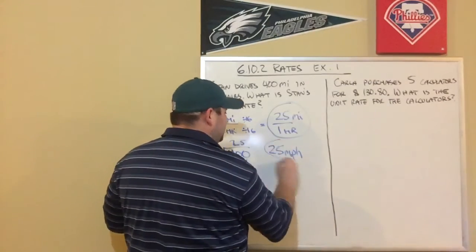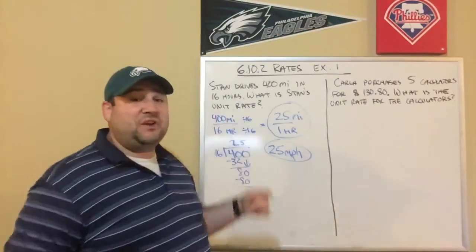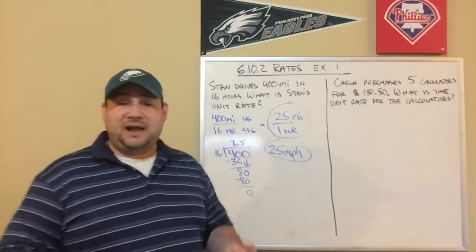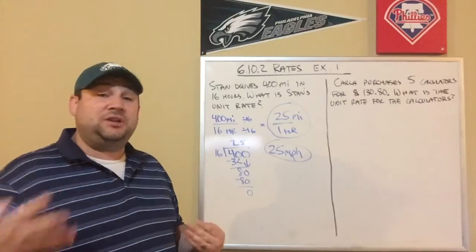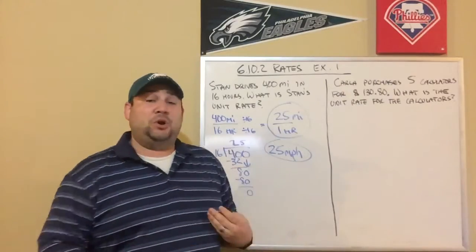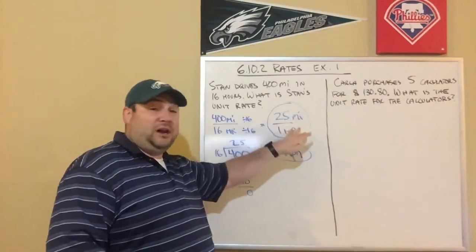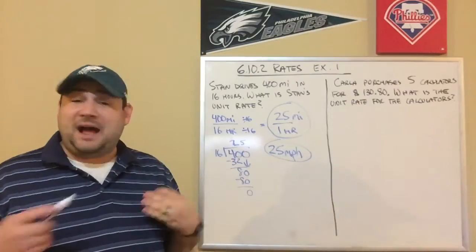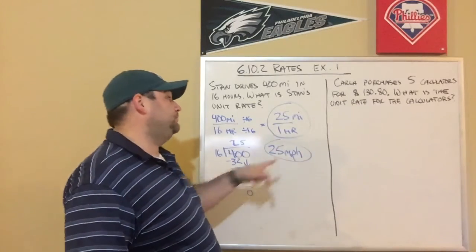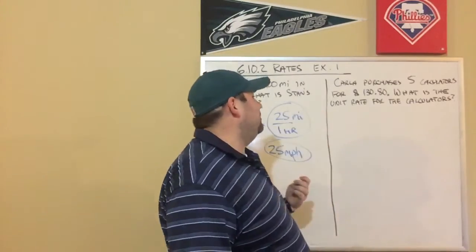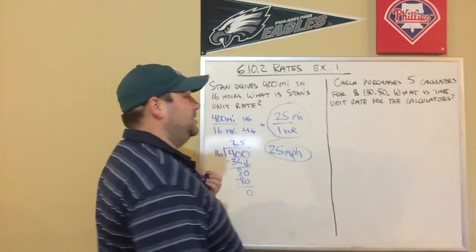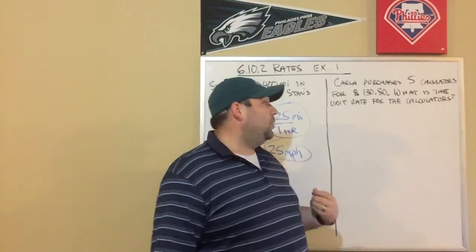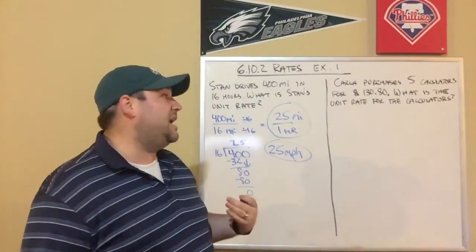Either of those answers would be fine. The one thing you couldn't say is that the answer is 25 miles, because that's not a rate. A rate is comparing two different units. It needs to be miles per hour. So it would be 25 miles over 1 hour, or just 25 mph. Either of those would be acceptable. So let's look at our second one. Carla purchases 5 calculators for $130.80. What is the unit rate for the calculators?